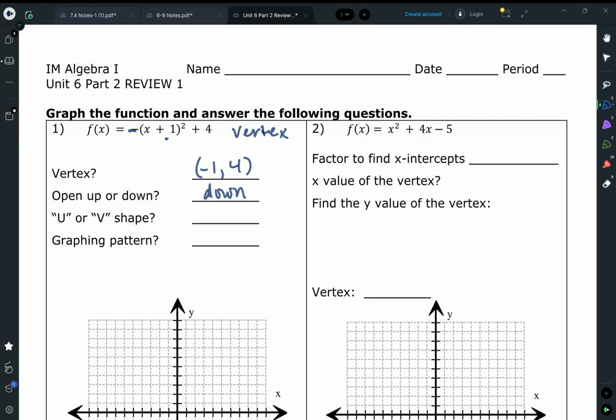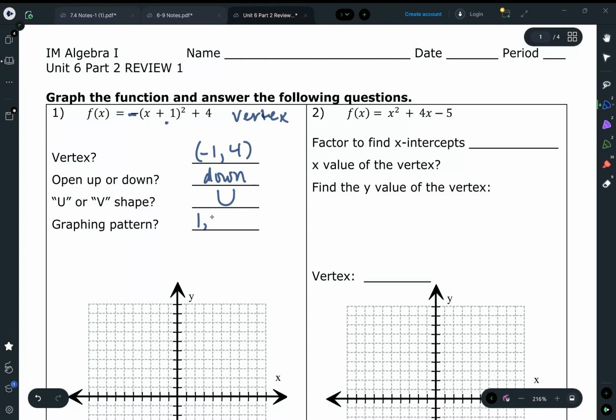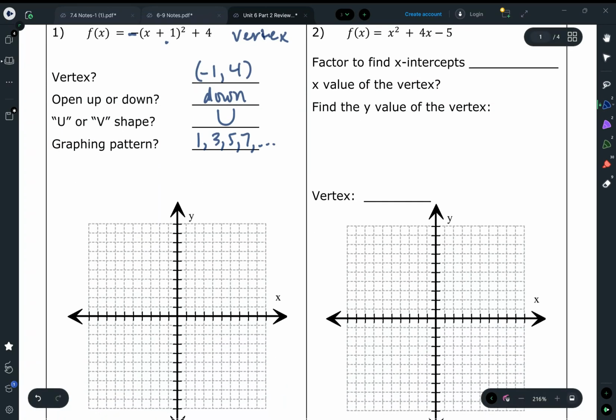Because it is a parabola, because it's squared, it's a quadratic, it's going to be a U shape. The absolute value is what made the V shape. And my pattern's 1, 3, 5, 7. So I need to make a point at negative 1, 4, and go up 1 over 1, up 3 over 1. Next I would do 5, but it's going to be off the paper. Then I want to connect it with a curve. I don't want to make this into a pointy thing.